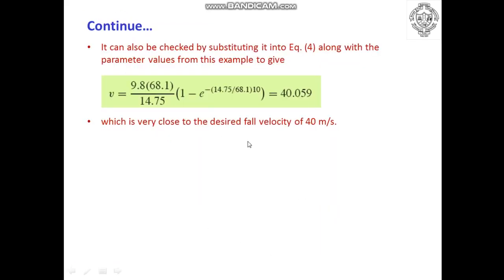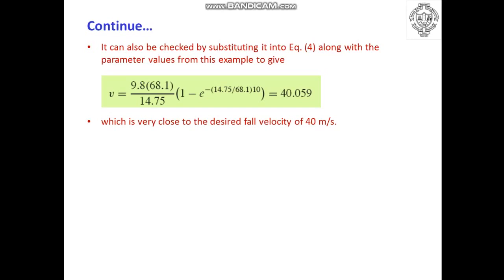Again, we can check by substituting the value of c in equation number 4 and see whether the value of v is as close as possible to 40 meters per second, because this was given as 40 meters per second. If you are getting the value of v near to 40 meters per second, then the value of c is correct. You can conclude this from this particular example.